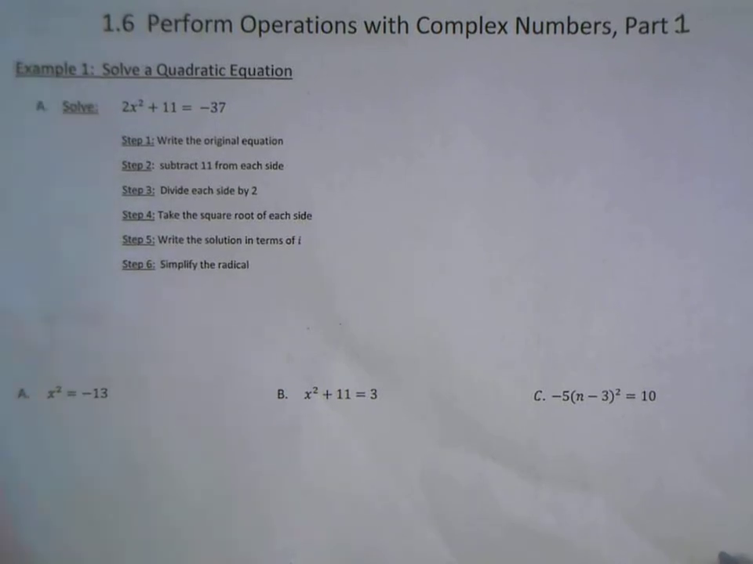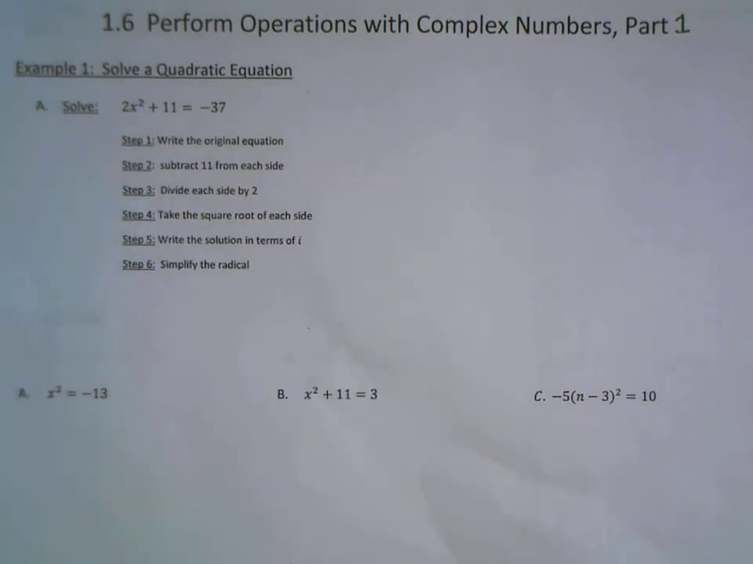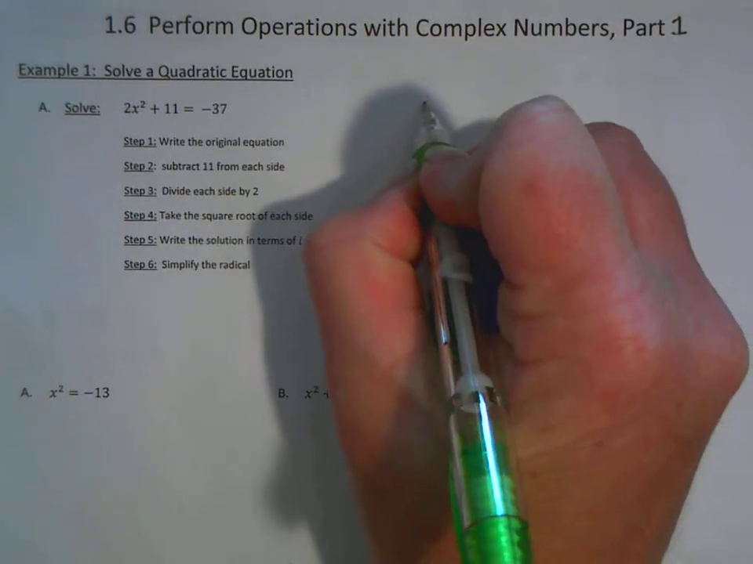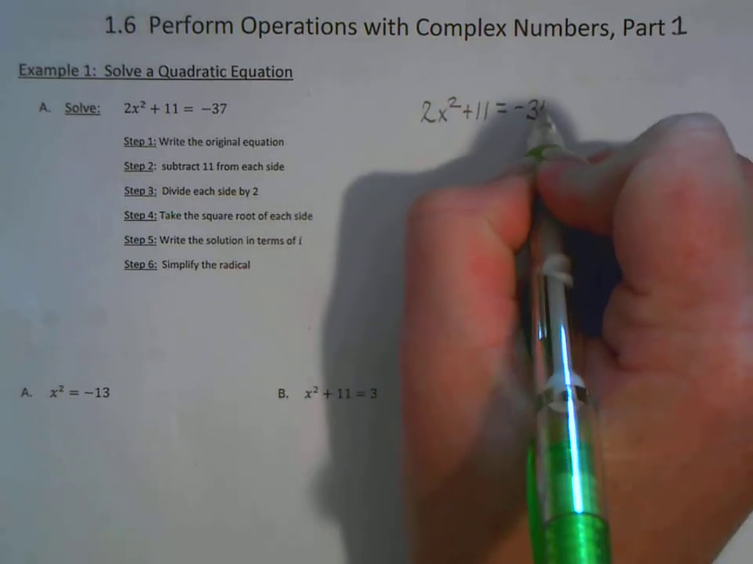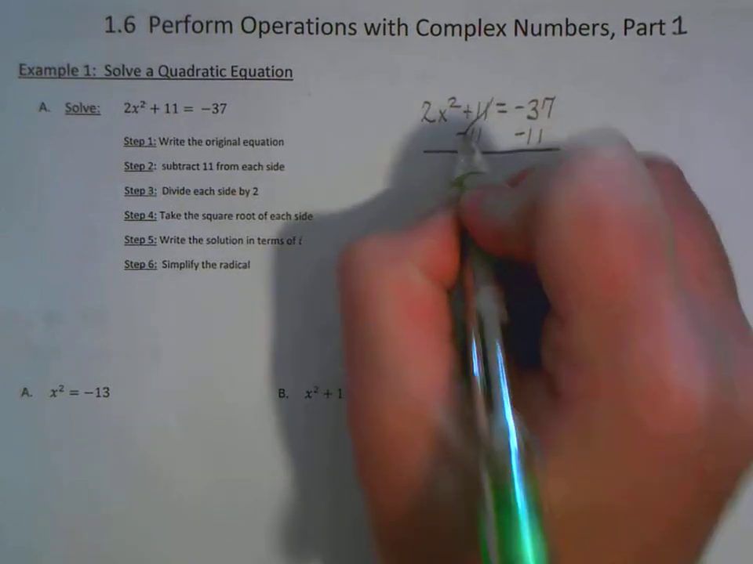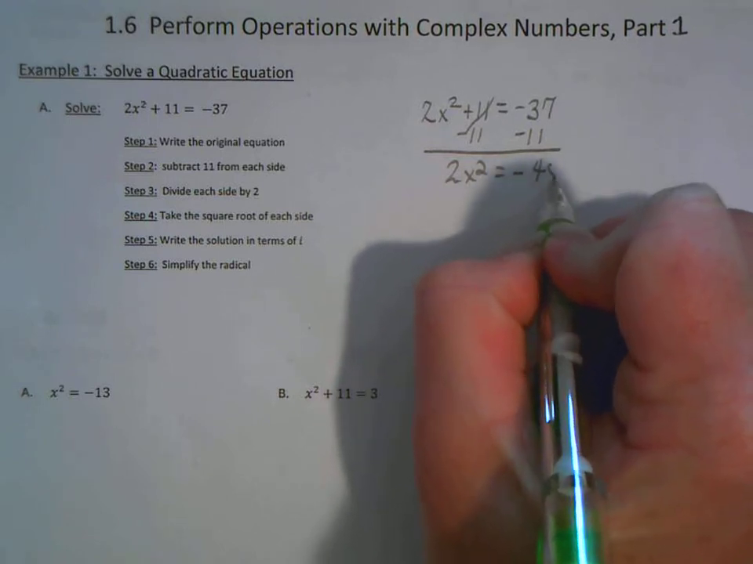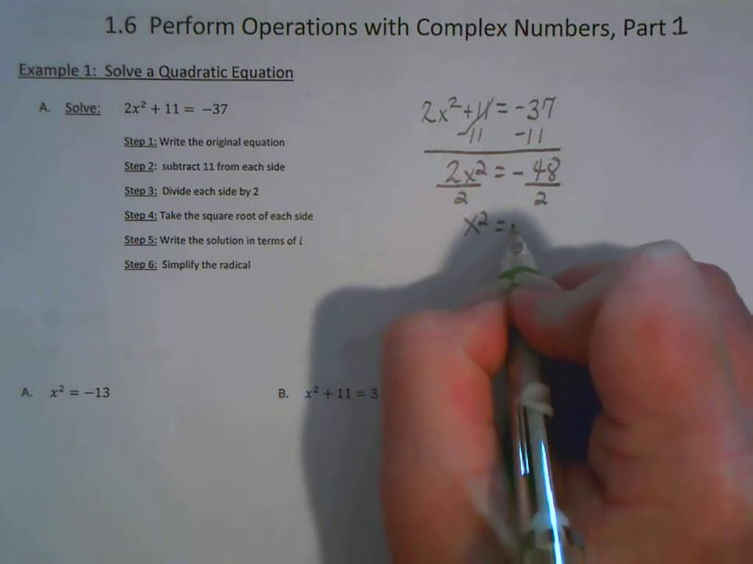This is going to look very familiar to what you did in 1.5, solving for square roots, because you have a squared term, and that's the only thing you have as far as a variable goes. So that means that you can solve this by finding the square root. So go ahead and you're going to work this out the same way you did in 1.5. So 2x squared plus 11 equals negative 37. You're going to subtract 11 from both sides. Okay, that's going to give you 2x squared equals negative 48. You're going to divide both sides by 2. And x squared is going to equal negative 24.